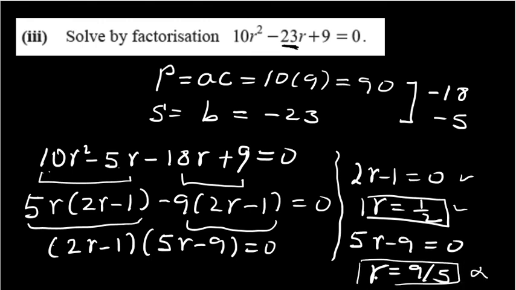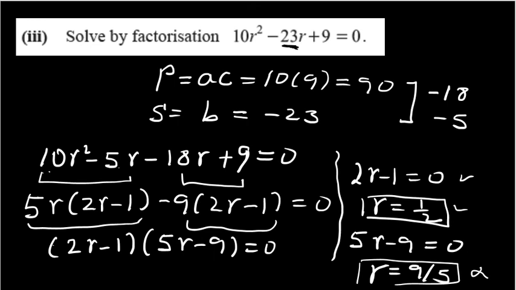The reason is r cannot be greater than 1. The maximum probability is 1 already. So r cannot be greater than 1. It has to be less than 1. So this means 0.5, but this is like 1.8. So we can ignore it.